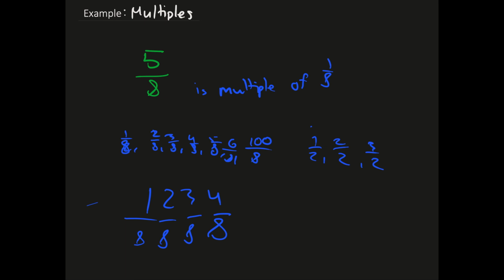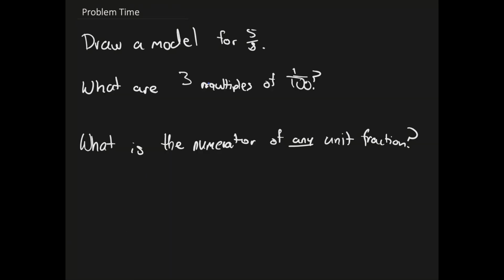Now we're going to go into problem time. Today's problem time is more of a summary. You have 3 questions. Draw a model for 5/8. Actually, that's a bad question now that I'm seeing this, since we just did that 7 times. So let's draw a model for 7/10. Second, what are 3 multiples of 1/100th? Third, what is the numerator of any unit fraction? This should be simple for you. Pause the video and give it a go. I'm assuming you paused the video, and now we're going to check your answers.